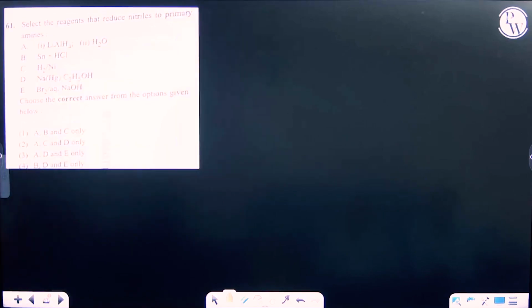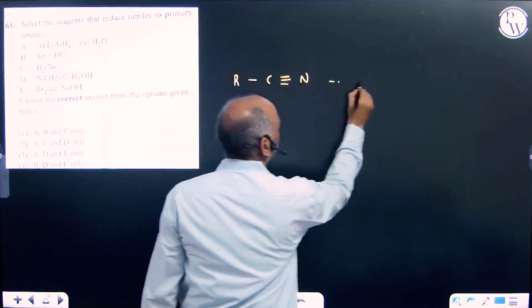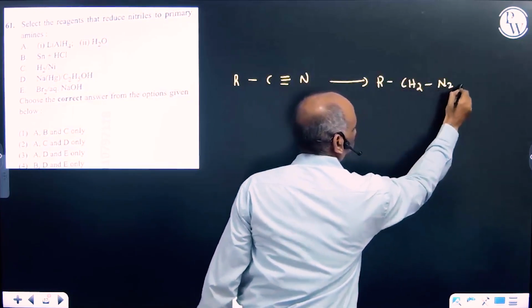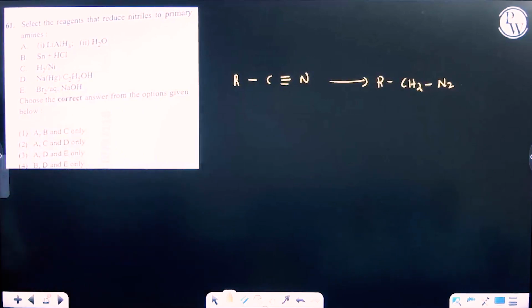Simplest one. Select the reagents that reduce nitriles to primary amines. This is a very good question. Here you have a CN. CN should get converted into a primary amine, that is RCH2NH2. Here you can straight away use LAH, it can do that. The first option, LAH, can do that.